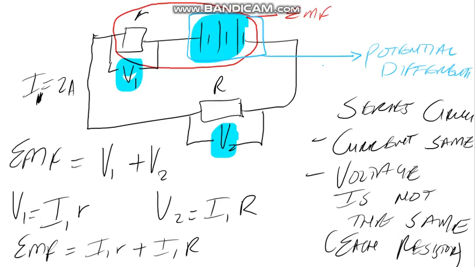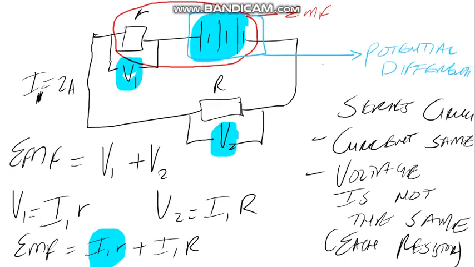So before you can find the EMF, you need to know the internal resistance. I'll also explain the internal resistance before I do the parallel circuit. For the internal resistance, you have to consider the losses, the V loss.